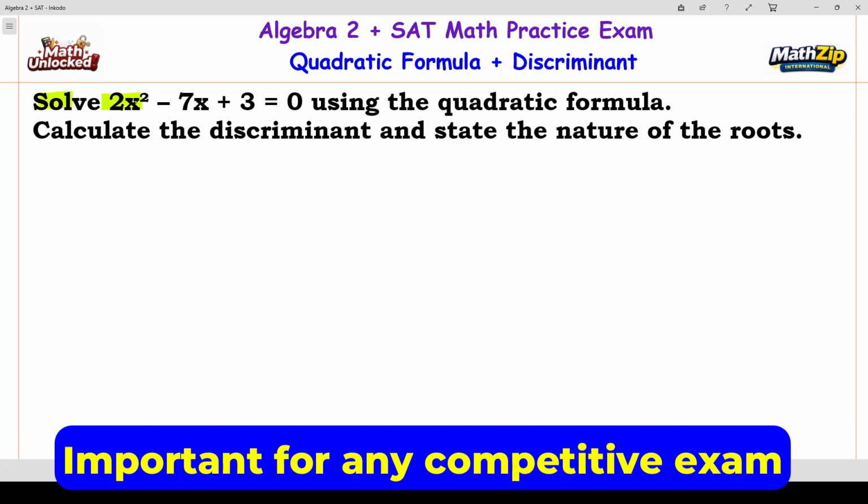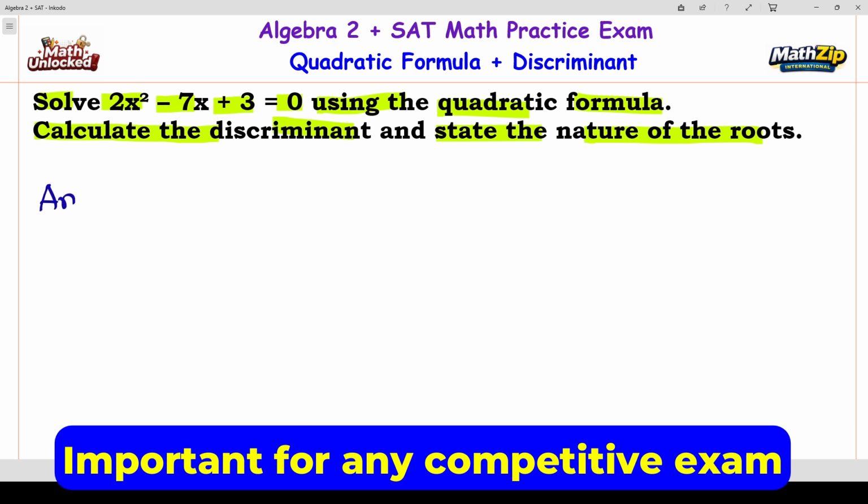Solve 2x² − 7x + 3 = 0 using the quadratic formula. Calculate the discriminant and state the nature of the roots. So this is a very important question.